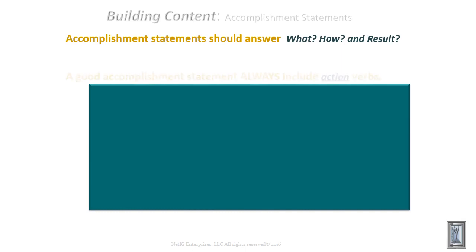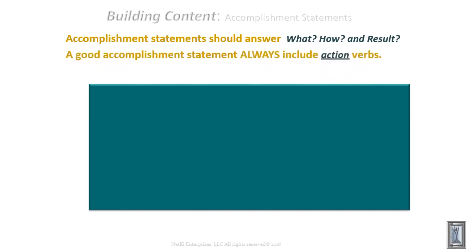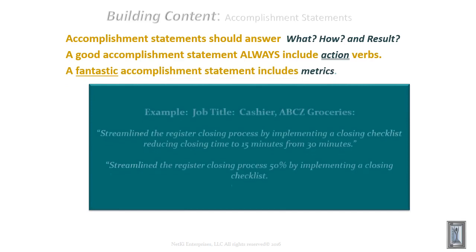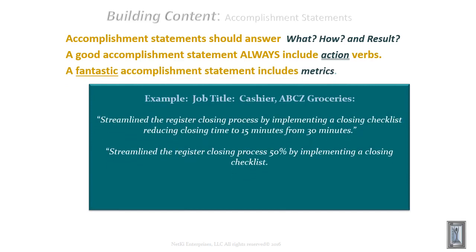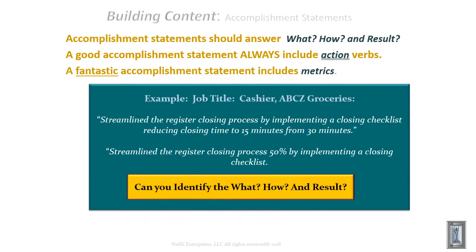Accomplishment statements should answer what, how, and result. A good accomplishment statement always includes action verbs. A fantastic accomplishment statement includes metrics. So, looking at the example, streamline the register closing process by implementing a closing checklist, reducing closing time by 15 minutes from 30 minutes, and streamline the register closing process 50% by implementing a closing checklist. In each of these statements, can you identify the what, how, and result?